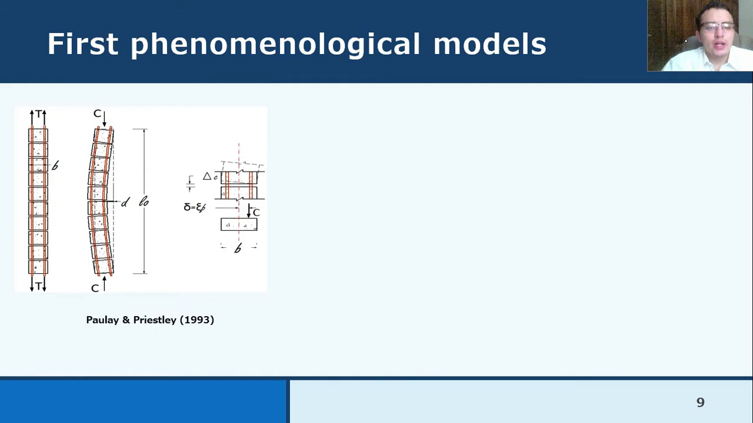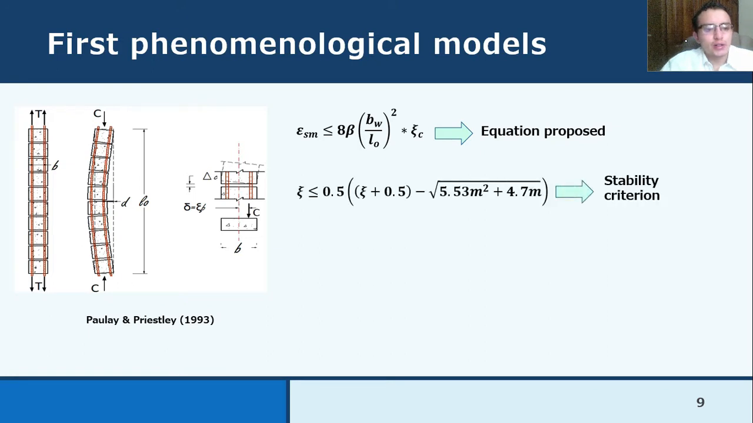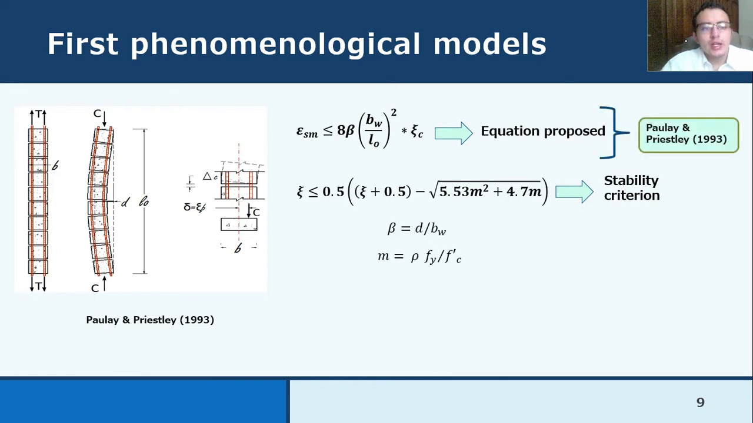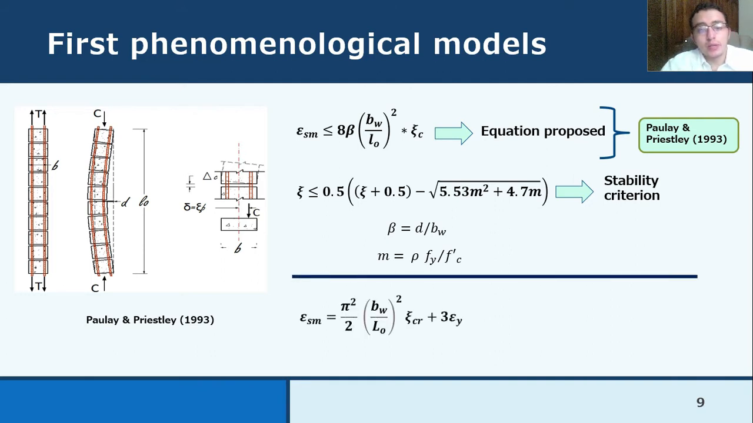Great. So, taking into account the patterns of the failure, Paulay and Priestley in 1993 proposed a model that relates the tensile strength due to in-plane loadings to the out-of-plane deformations and relies on a stability criterion, which is a function of the mechanical properties and the longitudinal reinforcement. After some years, more specifically in 1999, Chai and Elayer improved this first equation by considering the impact of cyclic loading on the strain of tensile steel and a more representative curvature distribution. And for this new equation, the stability criterion is the same as the one proposed by Paulay and Priestley in 1993.